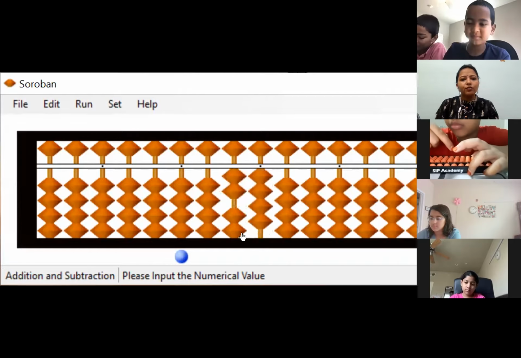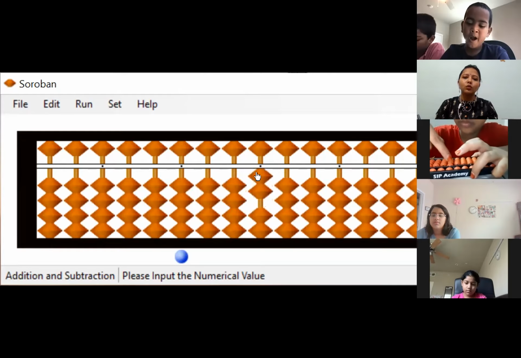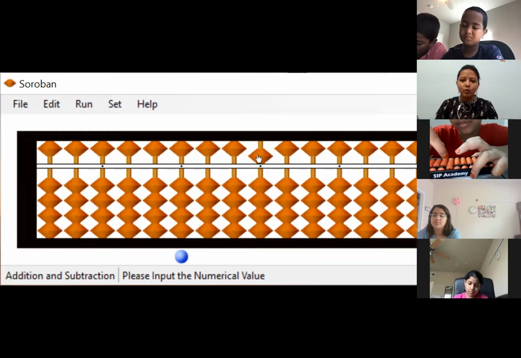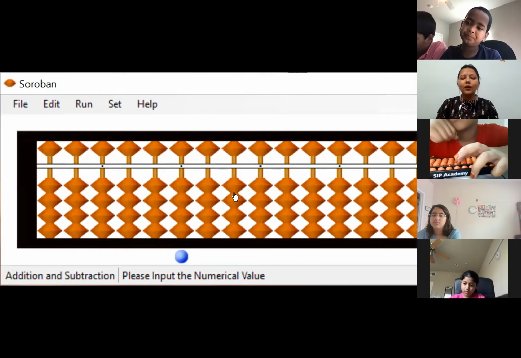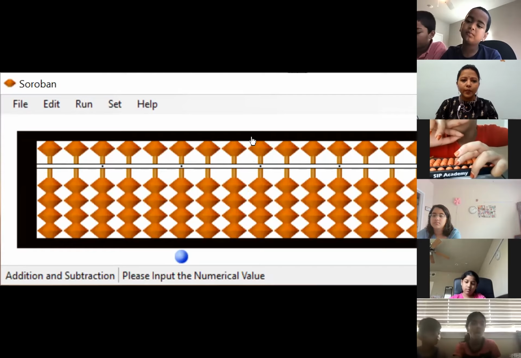Let's start from 1 again. 1, remove. 2, remove. 3, remove. 4, remove. 5, remove. 6, remove. 7, remove. 8, remove. 9, remove. Okay, you know how to do questions on the tool?